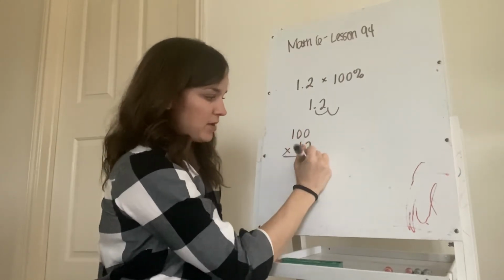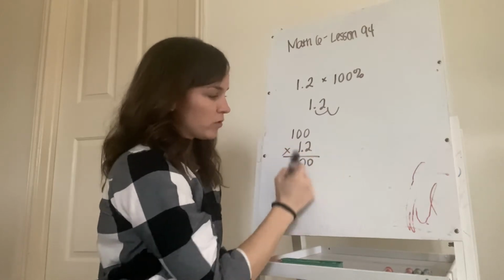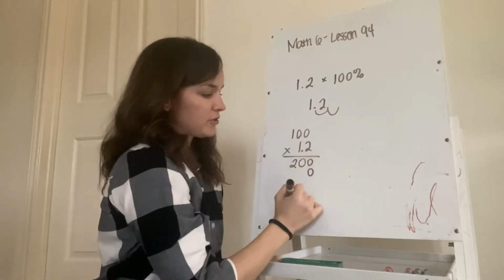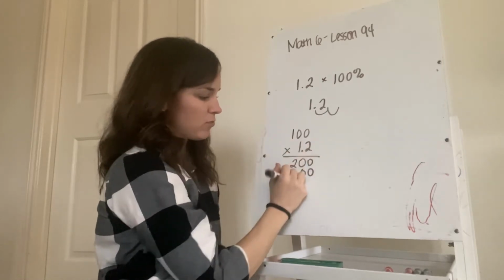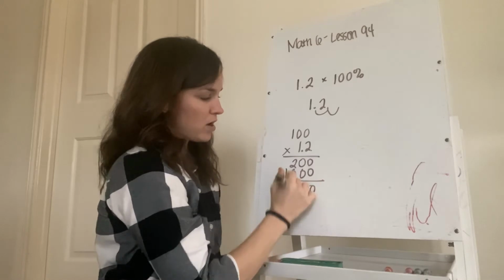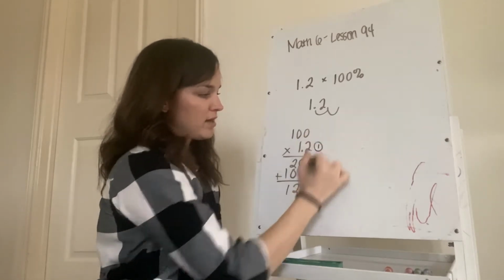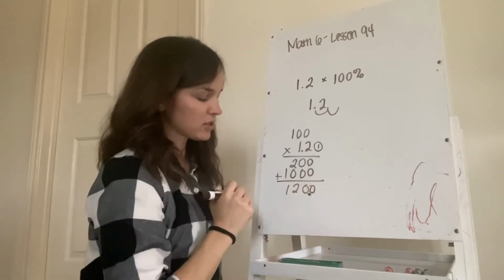2 times 0 is 0, 2 times 0 is 0, 2 times 1 is 2. Then we're gonna plug in our filler 0, 1 times 0 is 0, 1 times 0 is 0, 1 times 1, 1. Then we add it all up, 0, 0, 2, 1. We count 1 behind the decimal, so we bump it in, and that gives us 120.